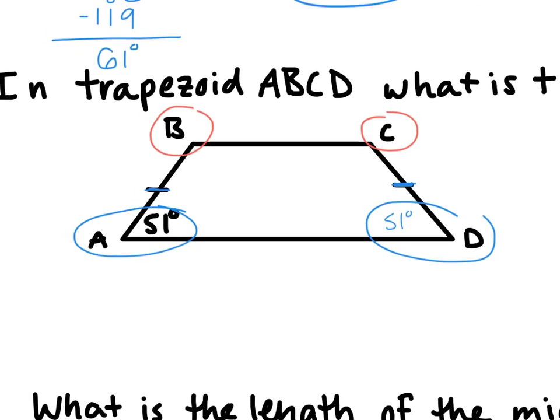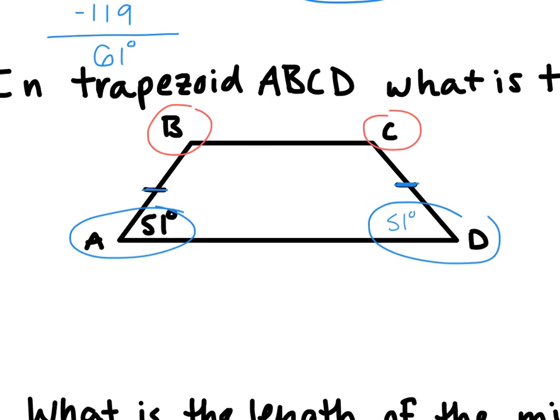How do we find the measure of angle B, Kennedy? 180 minus 51. And what'd you get? 129. So angle B is 129 degrees, and what would angle C be? 129 also. I did something different but got the same answer. What'd you do? I did 102 plus 2x equals 260.